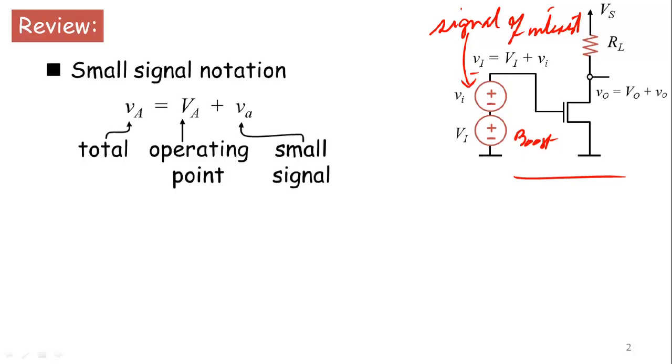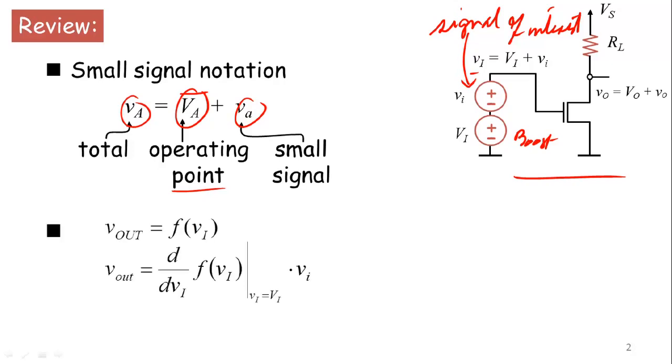My notation was as follows. vA is my total voltage, small v capital A. Capital V capital A is my operating point value, and small v small a is the small signal value. The operating point value is also called the DC bias point or the DC offset.